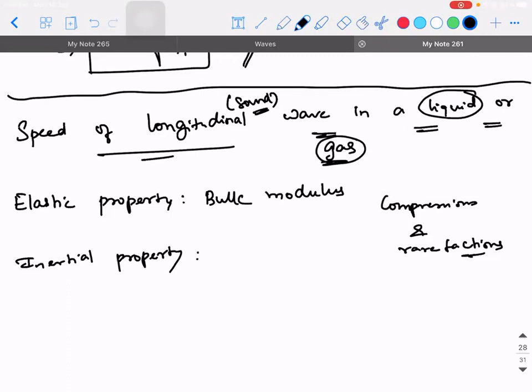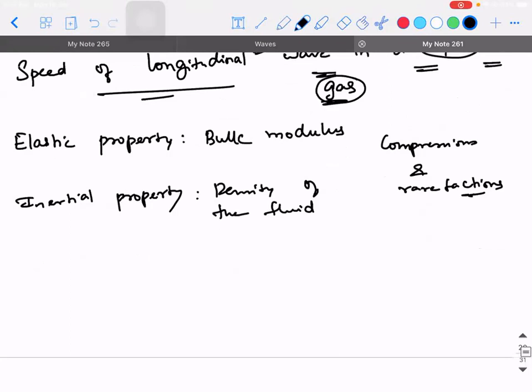Similarly, what is going to be the inertial property of that medium? Inertial property has something to do with mass. But for a liquid, we cannot define mass. Rather, we can define mass per unit volume. That is nothing but density of the fluid. Okay. Now again, bulk modulus, if I write it as B, and density if I write it as rho. This density is mass per unit volume.